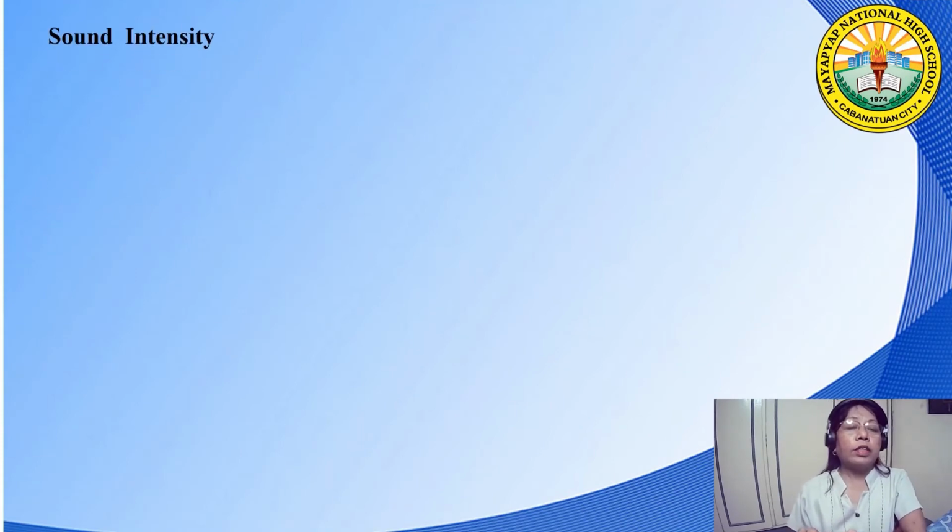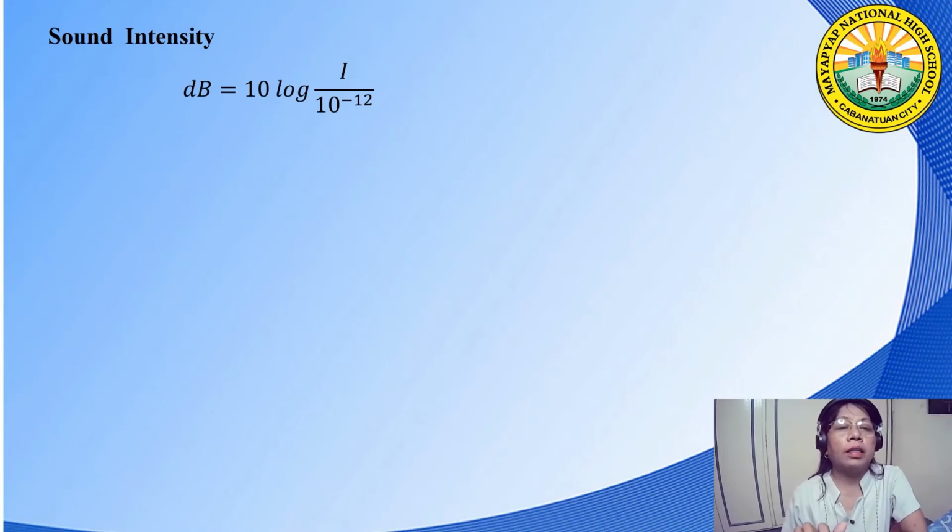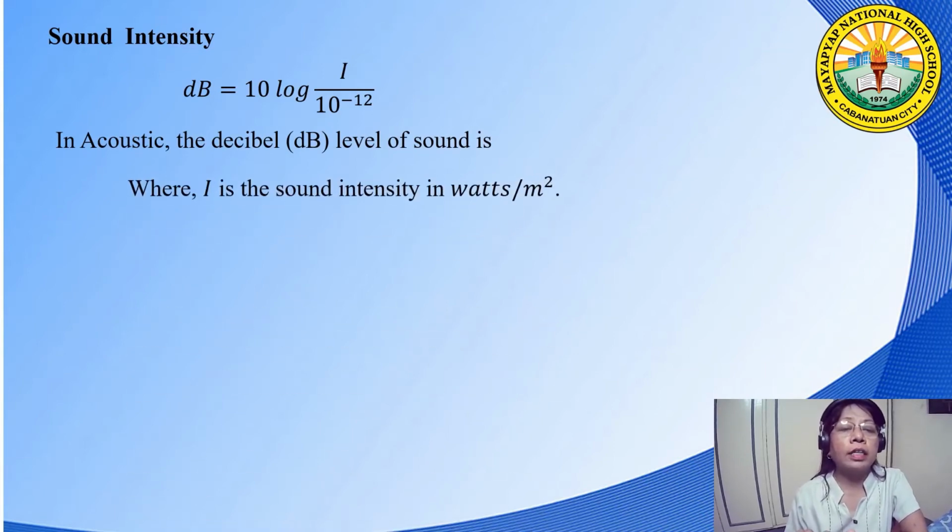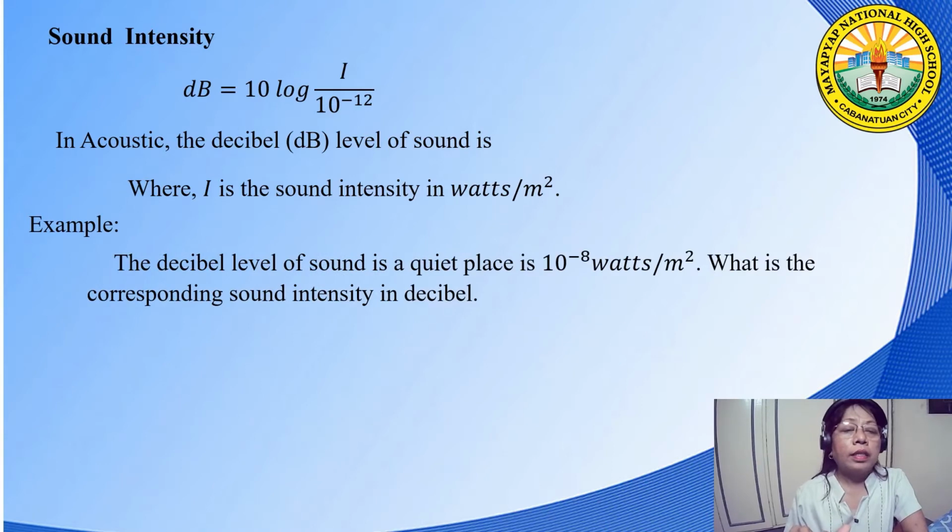Sound intensity is expressed in units of decibels. So, decibel equals 10 times logarithm of I over 10 raised to negative 12. In acoustics, the decibel level of sound is given where I is the sound intensity in watts per square meter. So, example, the sound intensity in a quiet place is 10 raised to negative 8 watts per square meter. What is the corresponding decibel level?